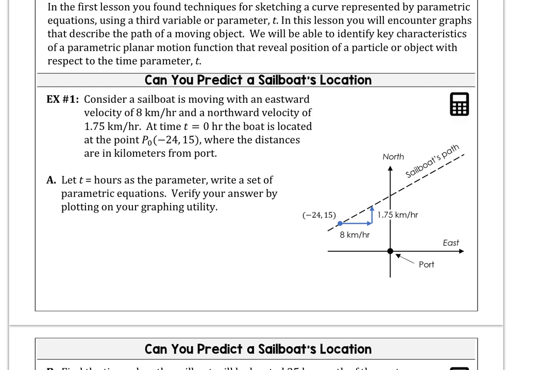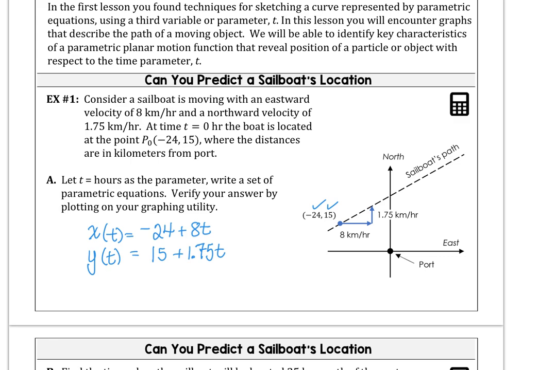So if we let t equal the hours as our parameter, we can write a set of equations that would model this behavior. So x in terms of t would be -24, that's where we're starting at x, plus our rate of change at 8 kilometers per hour. And then our y of t would be 15, that's the y coordinate, plus 1 3/4 in terms of time.